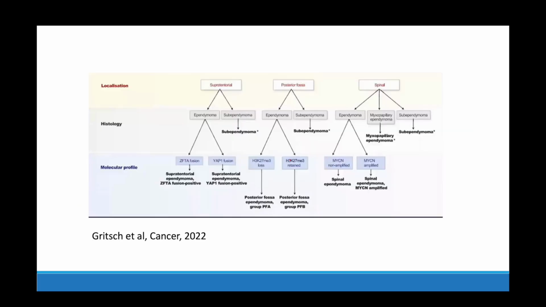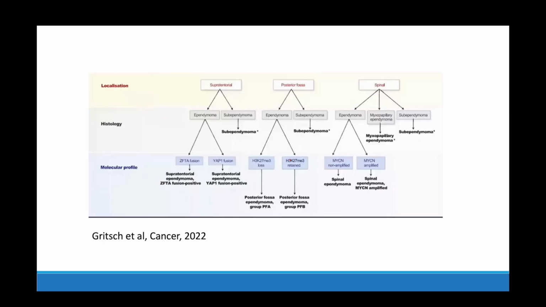And then here is just another image kind of showing the same information in a different way in terms of how we classify ependymomas. So we first think about where they are located, whether that's supratentorial, in the posterior fossa, or in the spine. And then from there, we know that subependymomas can happen pretty much in any location. Myxopapillary ependymomas, I think they can technically occur anywhere, but most commonly they occur in the most caudal part of the spine. And then the other ependymomas are kind of profiled based on their molecular subtype.